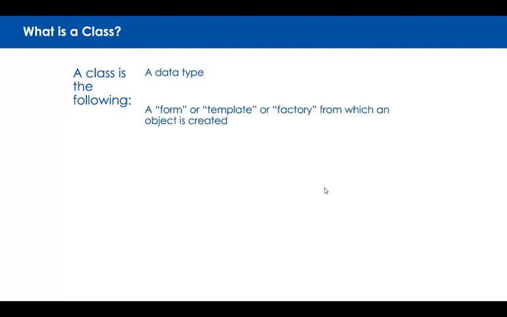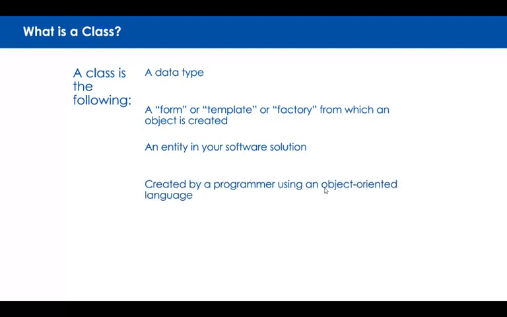So what is a class? A class is all of these things. A class is a data type, just like any other data type in our language, such as numbers, string, or employee. A class acts as a factory which participates in the construction of new instances of that data type, of that class. Classes are actual entities in our software solution. They are created by programmers using the syntax of whichever object-oriented programming language we're using.